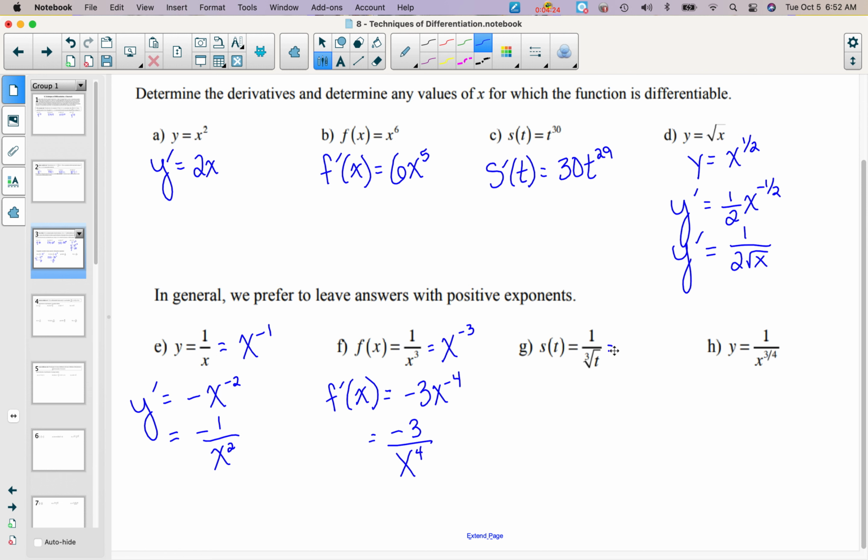So here we're going to think of this as t to the negative 1/3. So we're going to get s prime of t equals negative 1/3. Subtract 1, you get negative 2/3. Okay, so if you wanted to switch this back, let me just show you. This is going to flip to the denominator. I'm also going to put it back in radical form. So I'm going to have negative 1 over 3, and this is going to be the cube root of t squared.